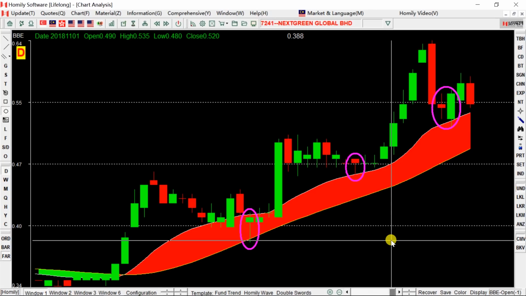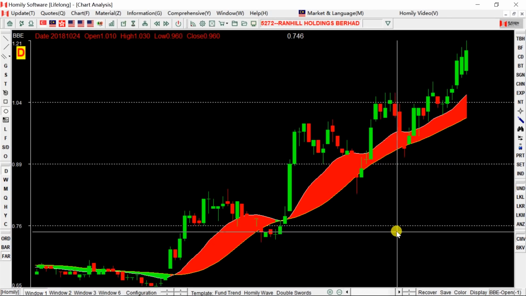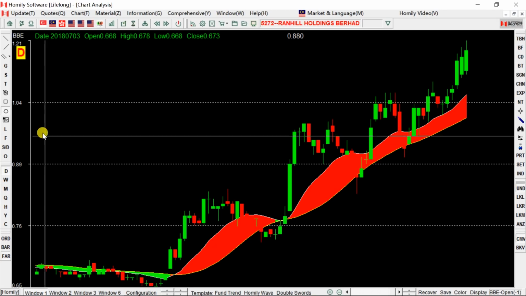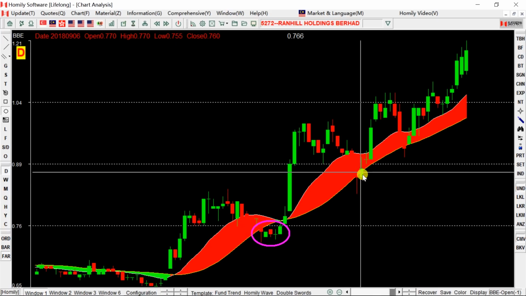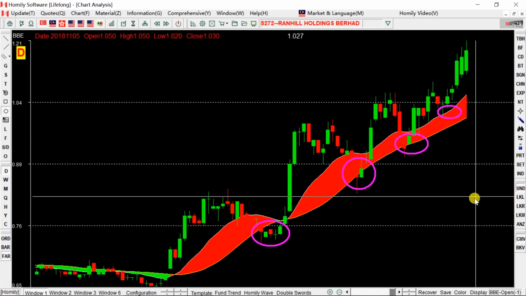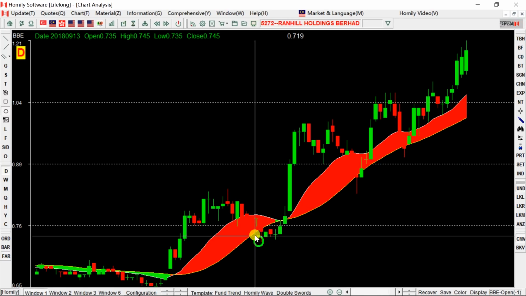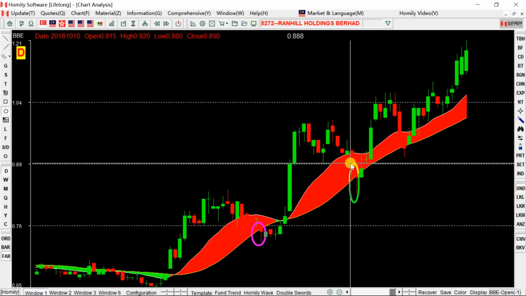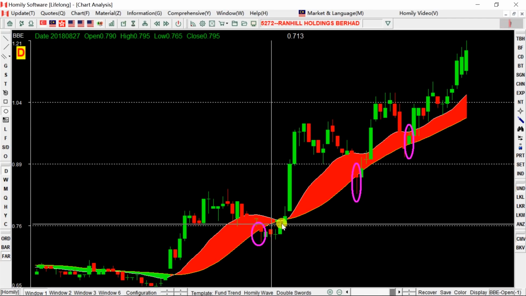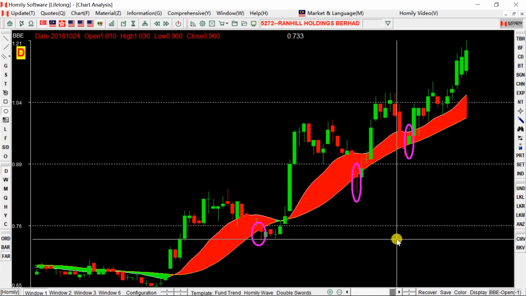Another uptrend stock, for example 5272. This is also an uptrend stock, and when price reaches back here is the buy point, and we can find good candlesticks to buy in. This candle good, hammer. This candle good, hammer. This candle also good. So if we combine the red ribbon with bullish candlesticks, then we can find the low buy point.